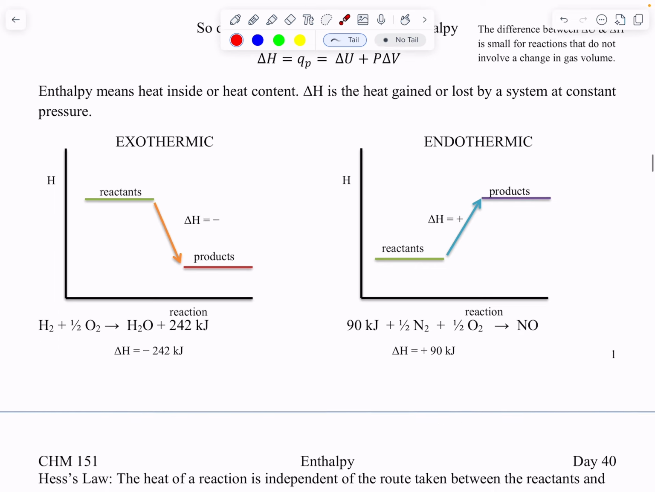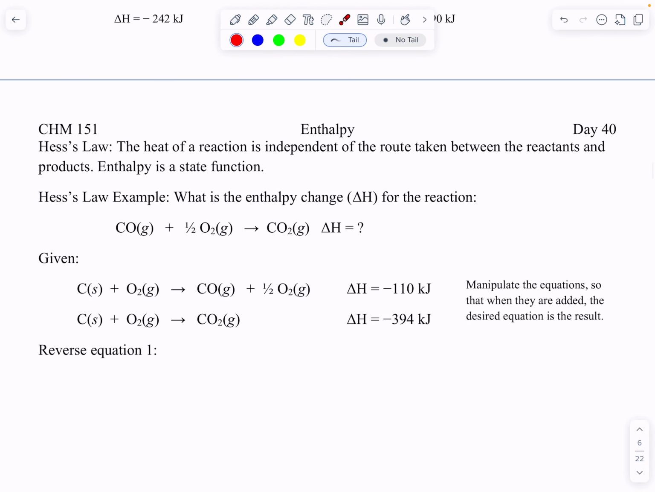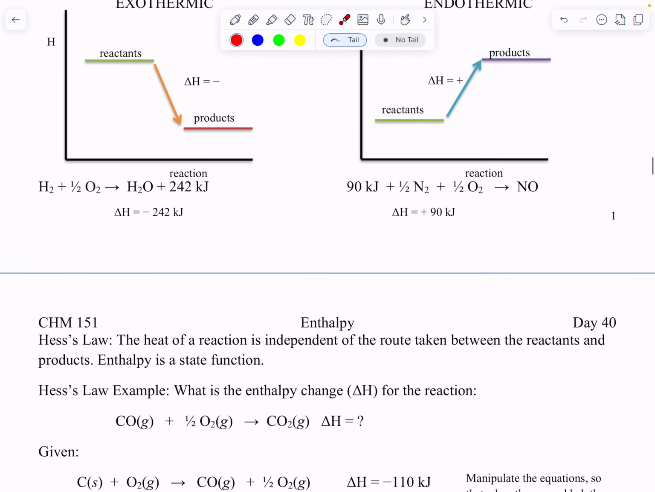All right, moving on. How we calculate enthalpy. There are three ways. First is Hess's law. It doesn't matter how you get there because enthalpy is a state function. What does that mean? It means, if we go back up to this, the state of the reactants and the state of the products, it does not matter the path, how to get there.